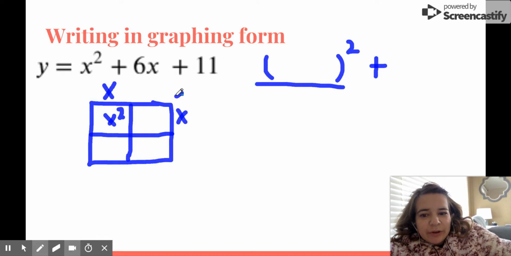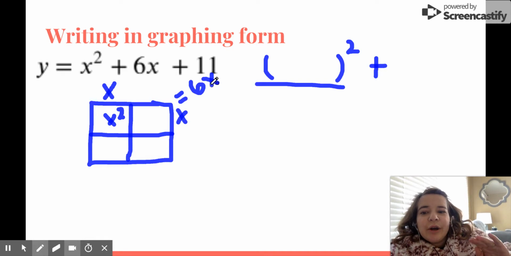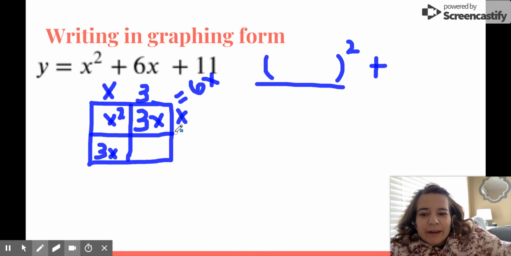Now, in order to get this 6x, it's going to be broken up between these two squares, just like it normally is. But normally we have the possibility of it being 4 and 2, or 5 and 1, or a bunch of different ways to get 6x. If I want it to be a perfect square, though, I'm going to need it to match on both sides. So I'm going to need 3x and 3x. The reason I did that is so that on each side it'll be x plus 3 and x plus 3.